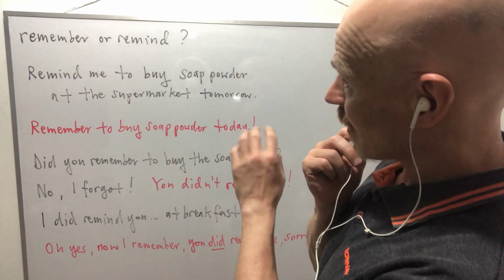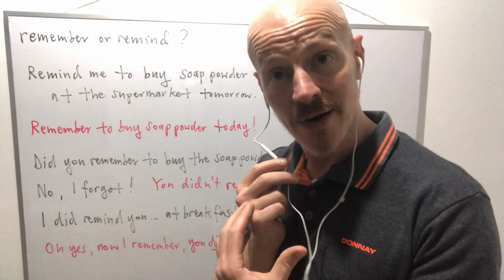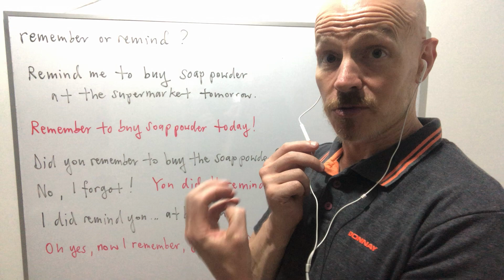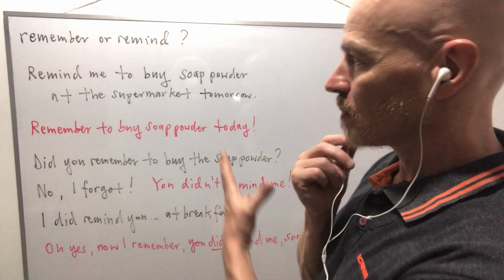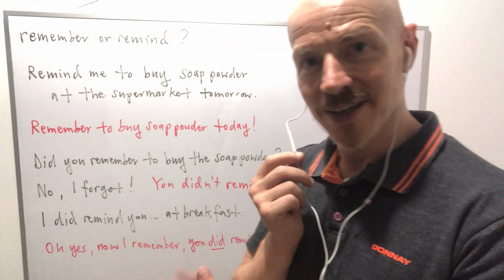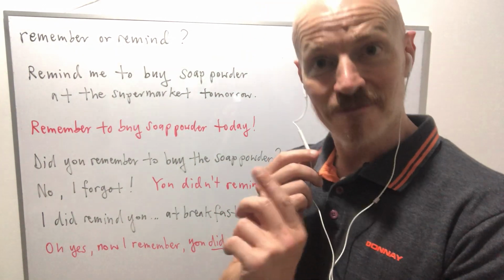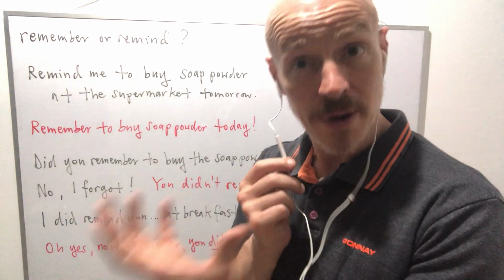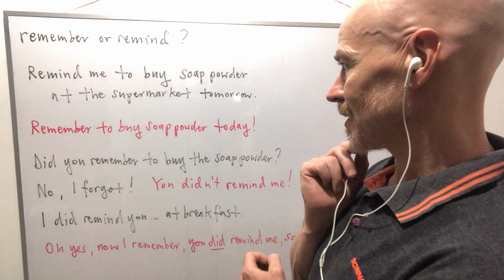Remind me to buy soap powder at the supermarket tomorrow. Remind me. So I'm asking you to remind me because I think I'm going to forget. Remind me to buy soap powder at the supermarket tomorrow. So okay, it's tomorrow now. And you can say to me, remember to buy soap powder today. That's what's reminding you. Remember to buy soap powder today.